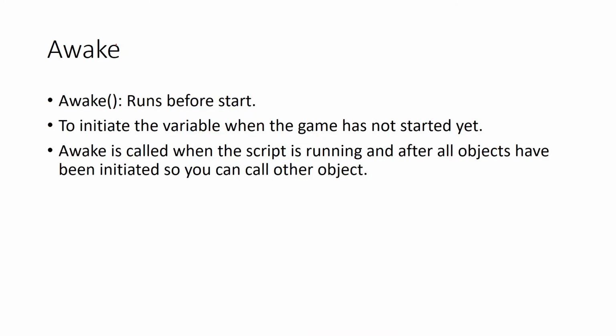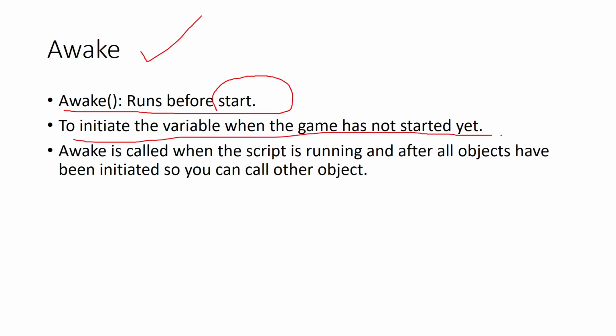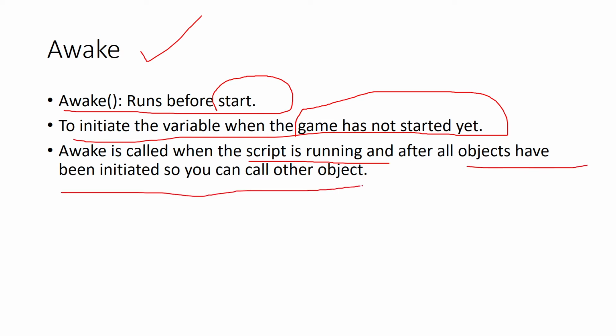So let's start with Awake first. What is Awake? It runs before Start, to initialize variables when the game hasn't started yet. So the game hasn't started yet, but the variables have been initialized. Awake is called when the script is loaded, and after all the objects have been initialized, so you can call other objects. Do you understand?